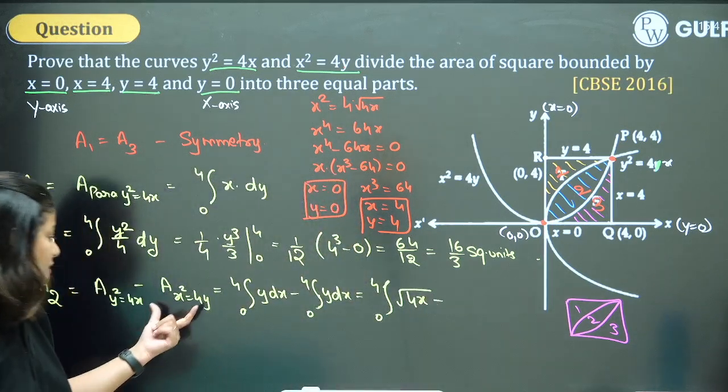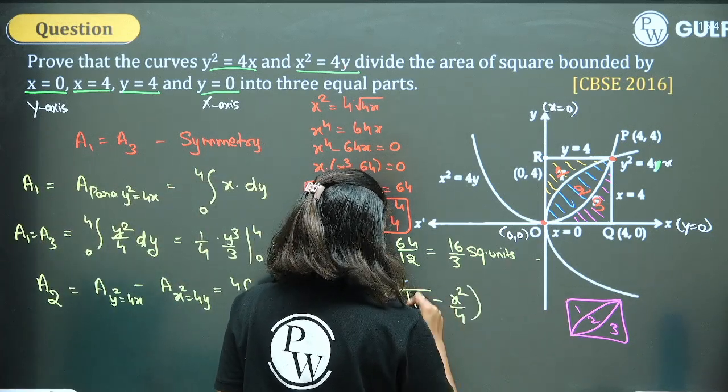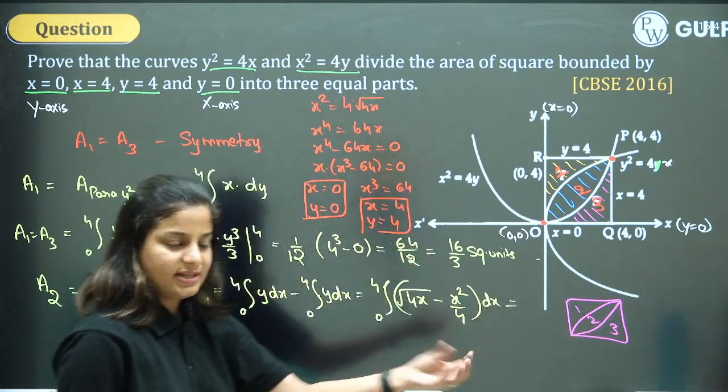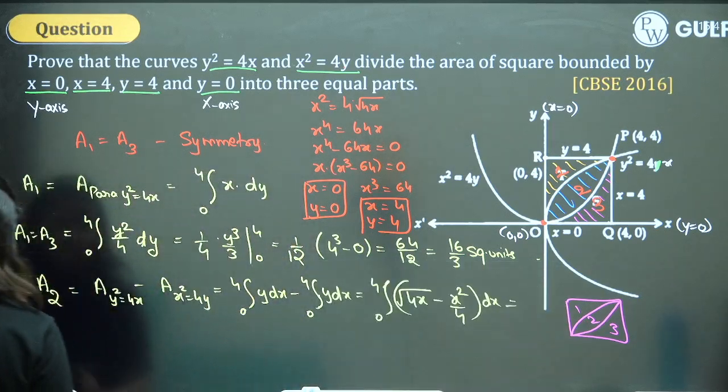And for the lower curve, y is x square by 4, and dx. Limits are the same, so I combine them. And then you go on solving, you will get an answer. It becomes a little long, but I will give you a great shortcut. See, it will come in handy someday.